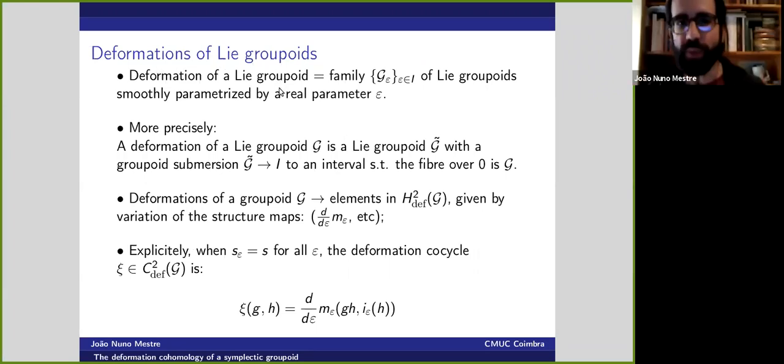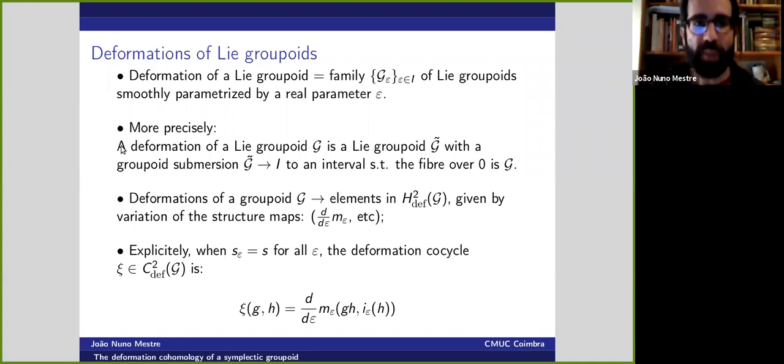So if we have any deformation of the Lie groupoid, so a family of Lie groupoids parameterized by a real parameter epsilon, or if you want to be more precise about how a family of groupoids depends smoothly on epsilon, what one can see is that a deformation can be encoded by a submersion of groupoids from a groupoid G tilde to the manifold I, an interval seen as a groupoid that only has objects and identity arrows, it doesn't have any other arrows, such that the fiber over 0 is G. This would be a deformation of G. Maybe this is familiar if anyone has seen deformations of complex manifolds. Typically, they're defined in this way. It would be a big complex manifold with a submersion to a parameter space, etc.